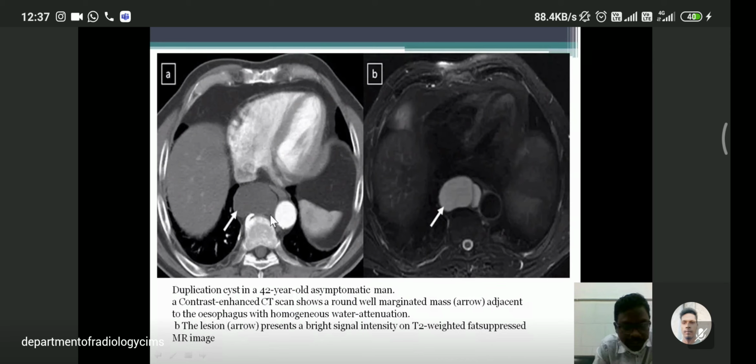On CT, we can see there is a fluid density lesion noted adjacent to the esophagus. This is the esophagus, this is your trachea, this is your descending aorta. So this mass, or this fluid containing cyst, is adjacent to the esophagus. A similar picture is also shown by this MRI image where this lesion is the esophageal duplication cyst.